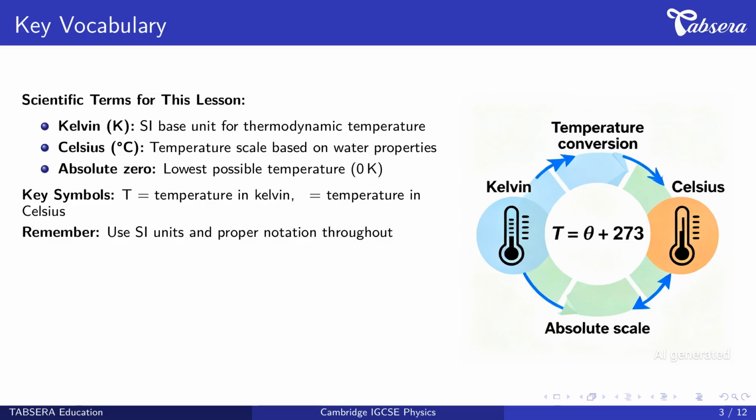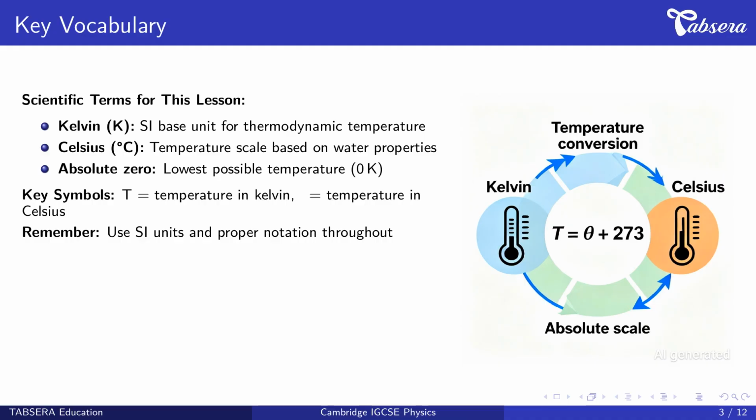Now let's define our key vocabulary precisely. Each term is essential for understanding temperature scales. First, Kelvin, symbol K, is the SI base unit for thermodynamic temperature. It measures absolute temperature starting from absolute zero. Second, Celsius, symbol degrees C, is a temperature scale based on the properties of water, with 0 degrees C as the freezing point of water, and 100 degrees C as the boiling point. Third, absolute zero is the lowest possible temperature, equal to 0 Kelvin, or minus 273 degrees Celsius.